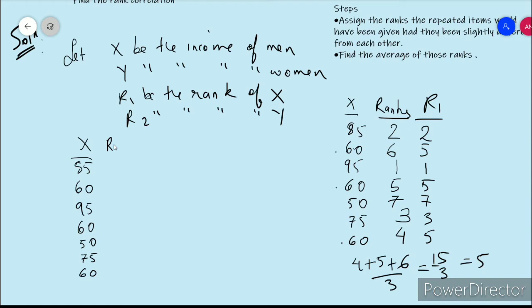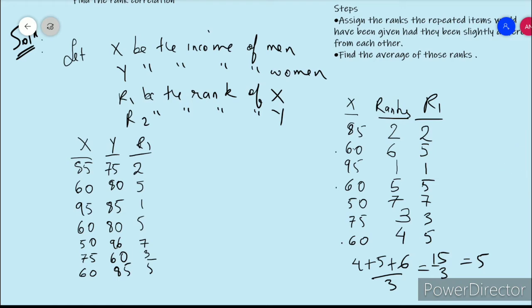Then you move to your R1 and R2. So that we don't get confused later, let us first write the Y series values. 75, 80, 85, 80, 96, 60 and 85. So we know what is R1: 2, 5, 1, 5, 7, 3, 5.